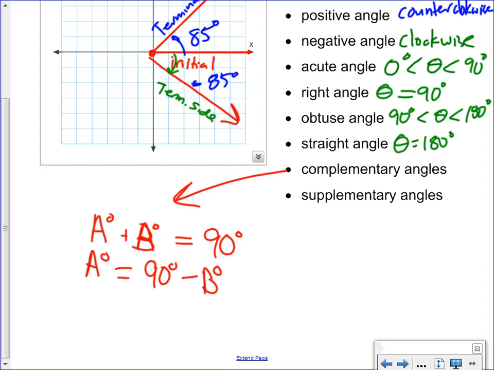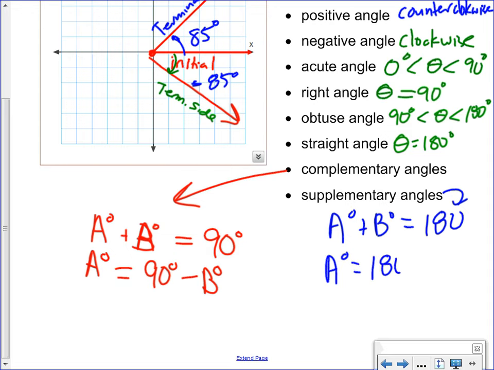Makes sense? Okay. When you come down the hall and say, what's up, Miss Black? I'm going to say 180, because that's what supplementary is. If you have angle A and angle B, they need to add up to 180 to be supplementary. So again, to solve for one of those angles, just subtract it from 180.